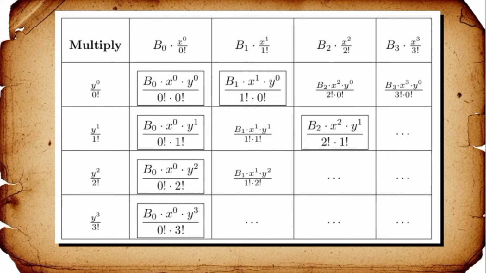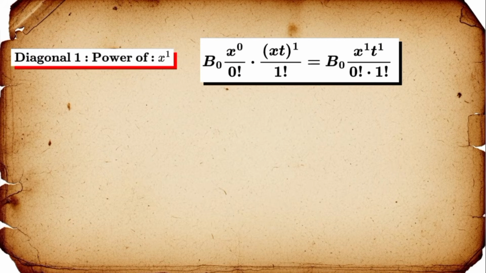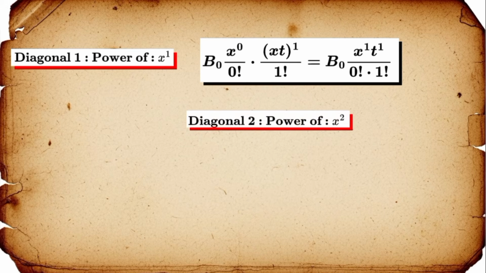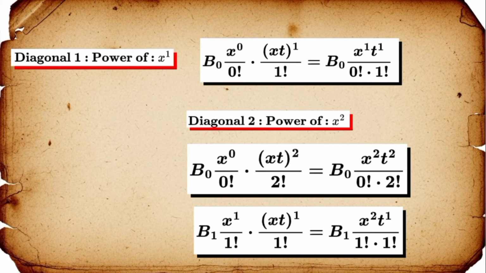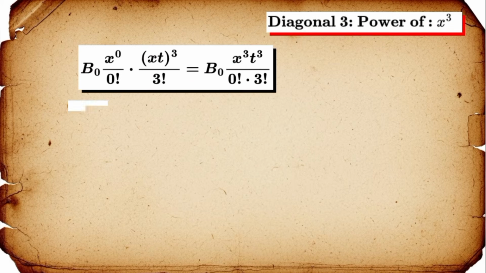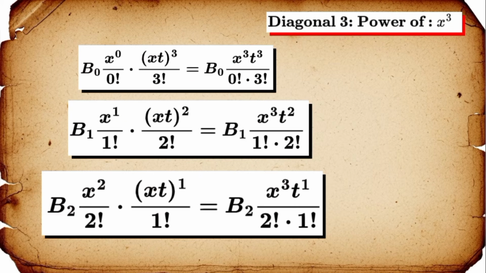Let's look at the first few diagonals of the resulting array. For diagonal 1, we have the power of x to the first with its term. For diagonal 2, the power of x squared with its contributing terms. For diagonal 3, x cubed with all its terms displayed. Summing along the diagonals and factoring out the power of x, we get the complete series shown on screen.